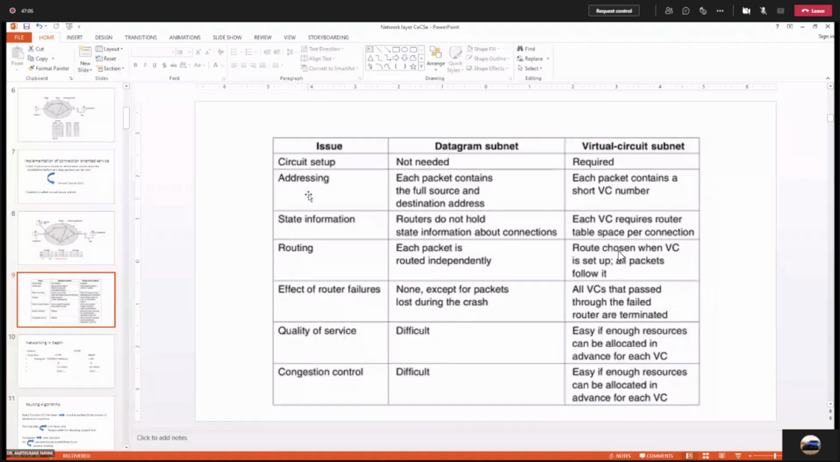There are seven different issues which they have mentioned, and based on that they have compared connection less communication with connection oriented communication. So can you explain any two issues with respect to connection less communication and connection oriented communication?